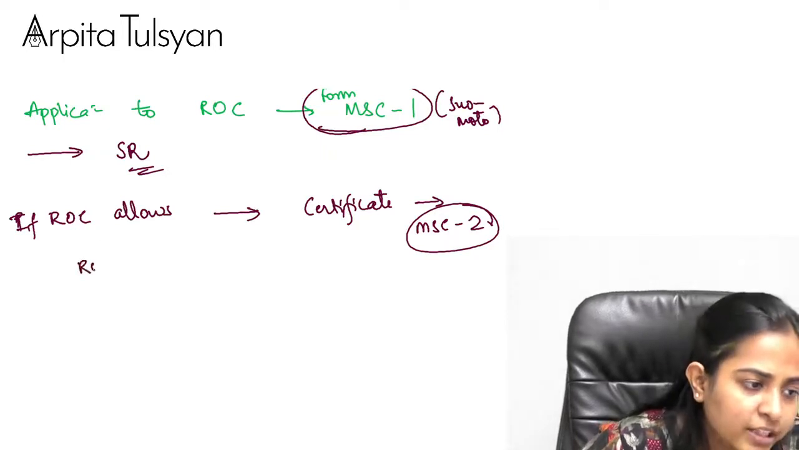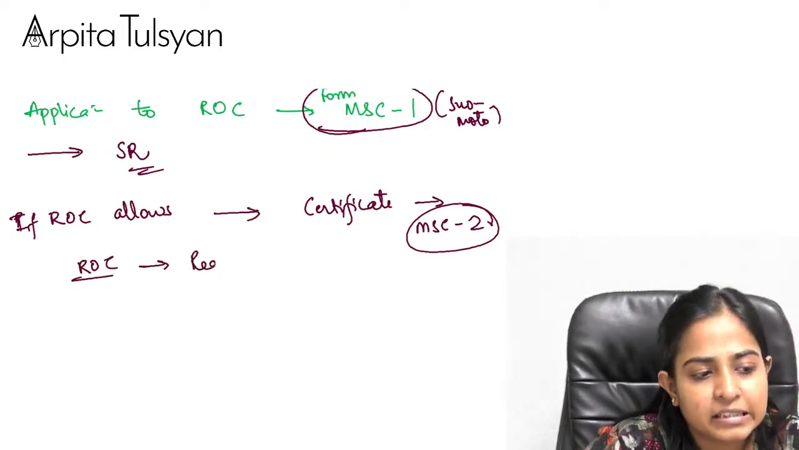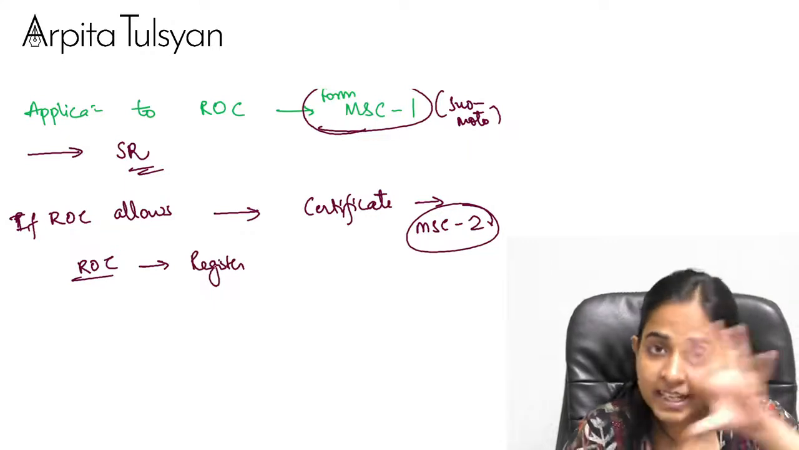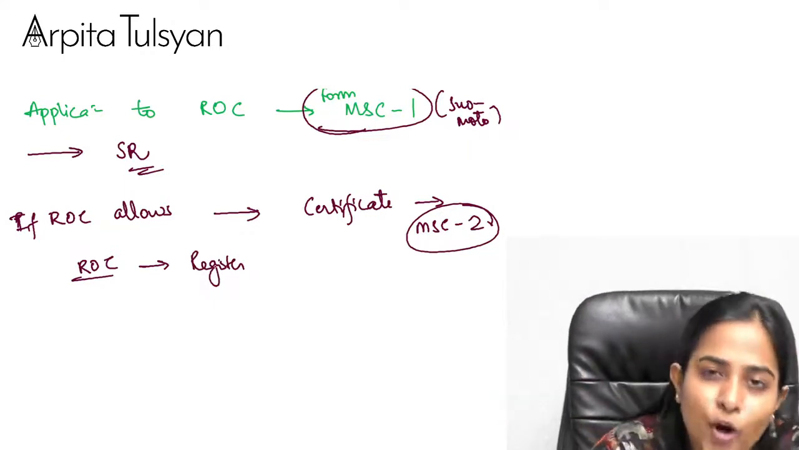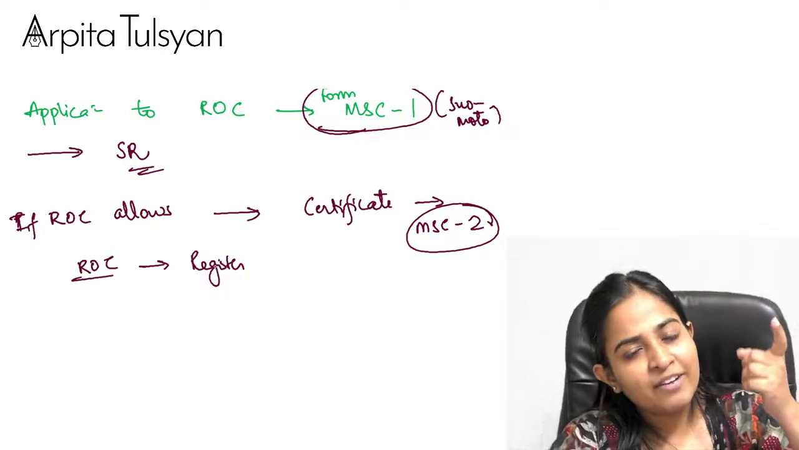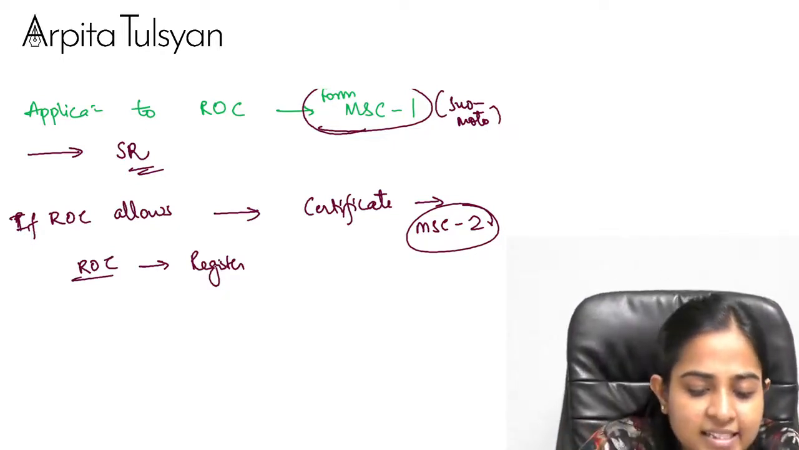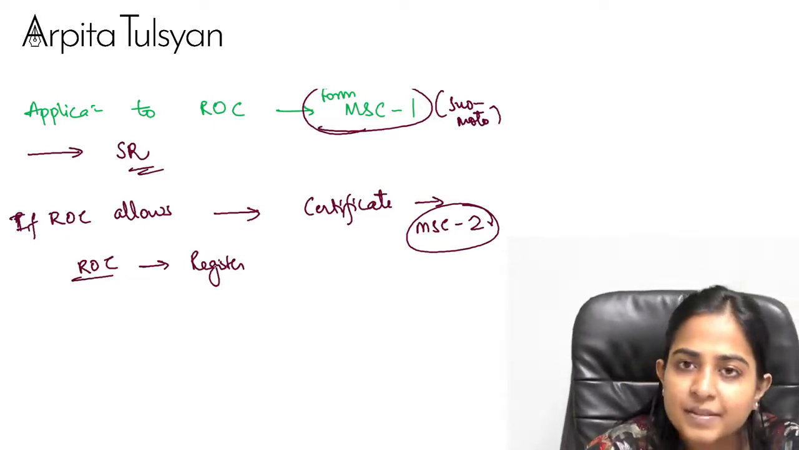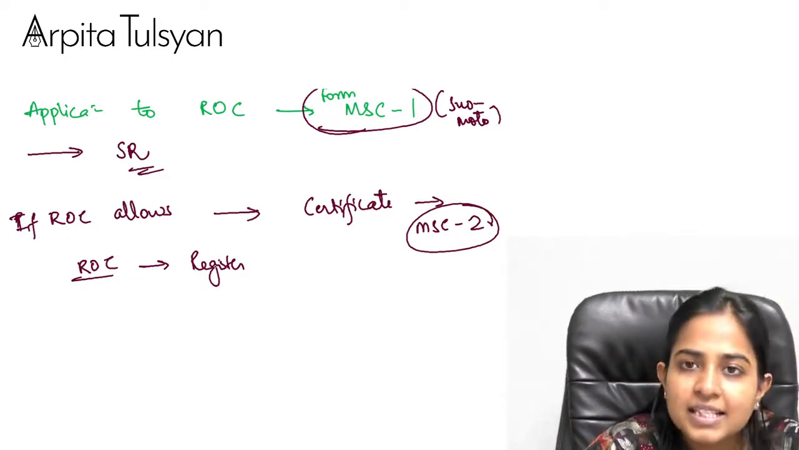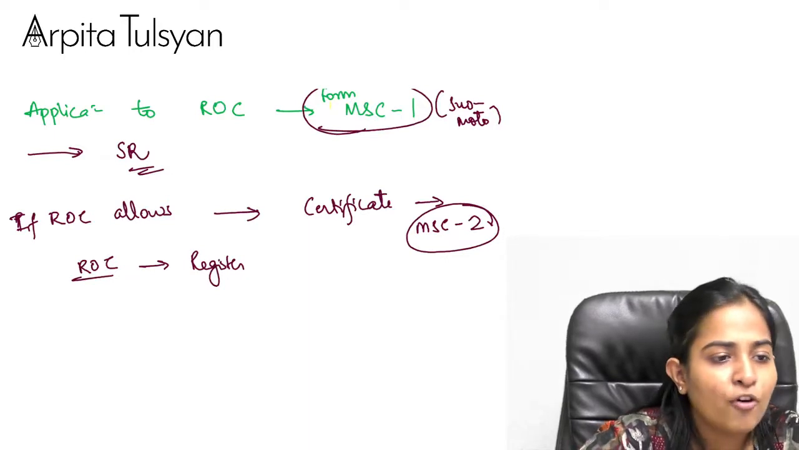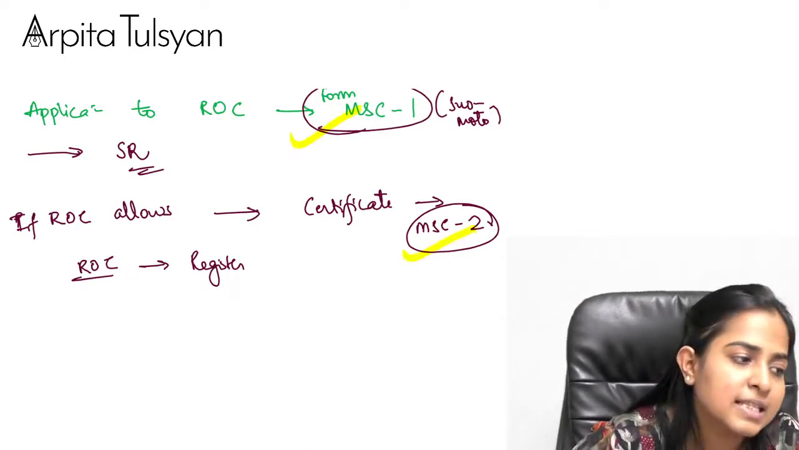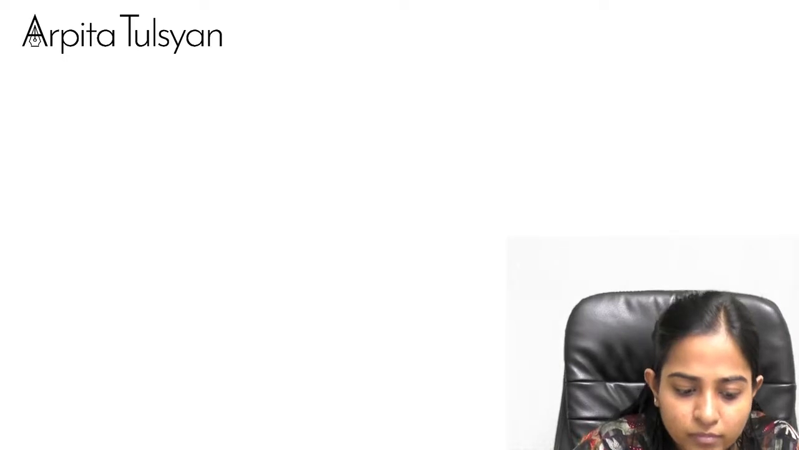And what does the ROC do? The ROC maintains a register of active companies and also a register of dormant companies. So now your name will be removed from the register of active companies and your name will be put in the register of dormant companies. Very clear with this? So we made an application in form number MSC1, and it allowed us the status of a dormant company by issuing us a certificate in form number MSC2. Very clear with this? Okay, now listen.